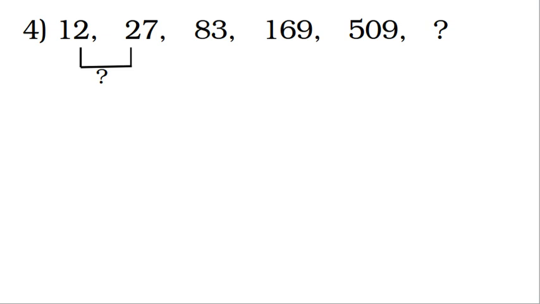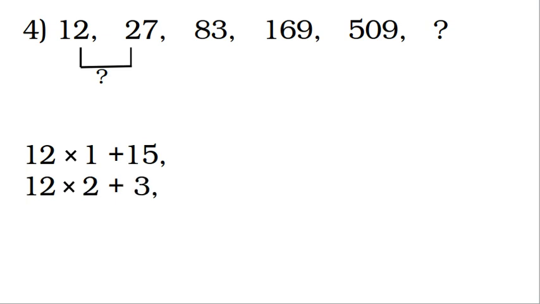12 and 27, we can relate it this way: 12 into 1 plus 15, or even this one may strike your mind, into 2 plus 3, or into 3 minus 3 square. So which trial will fit here? As we cannot predict initially, instead of relating 12 and 27, I want you to get used to relating the bigger numbers in a series, which will reduce your time.